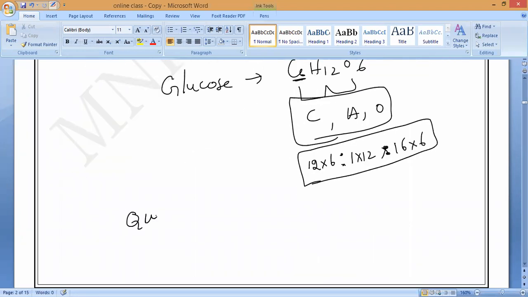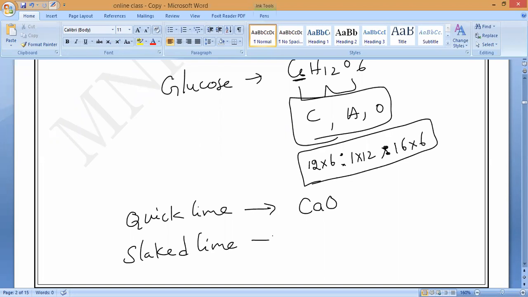Like that, 2 important compounds I will mention: quicklime and slaked lime. Quicklime we call calcium oxide, and slaked lime we call calcium hydroxide. Please remember, this is called what? Calcium oxide.